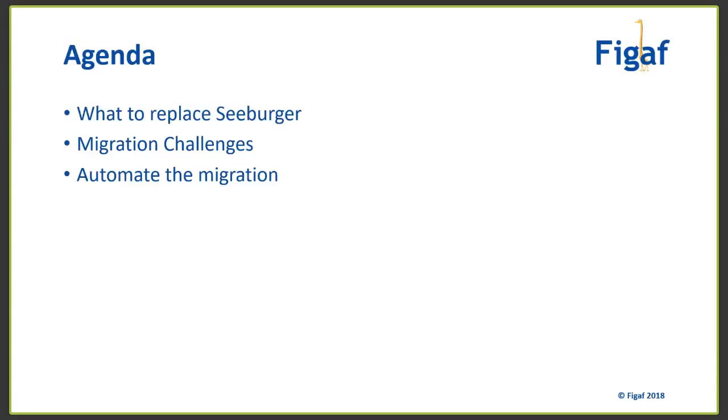The thing I wanted to share a little about today is what to replace the Seeburger with. First what the Seeburger is, how to replace it, then some of the challenges you would encounter when doing a migration, and then we'll talk a little about how you can automate the migration, because I think that's one of the key things to doing a migration, because there are a lot of things that need to be a little easier to understand.